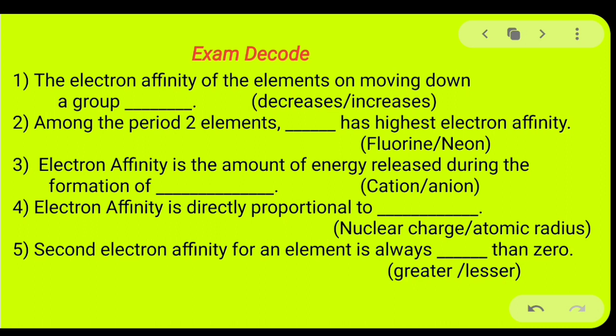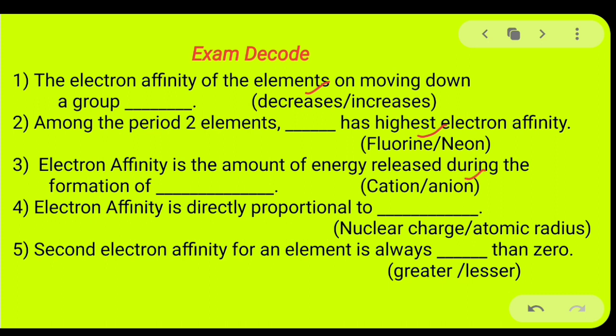Children, please take a pause, write the answer, and after that you just see the answer I have given here. The first is the electron affinity of the elements on moving down the group. When we move down the group, the electron affinity decreases because atomic radius increases. Among period 2, the element with the highest electron affinity is fluorine. Electron affinity is the amount of energy released during the formation of the anion.